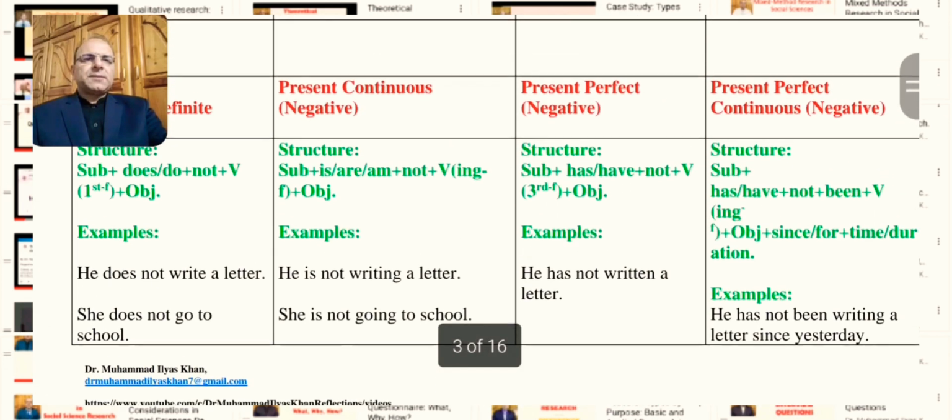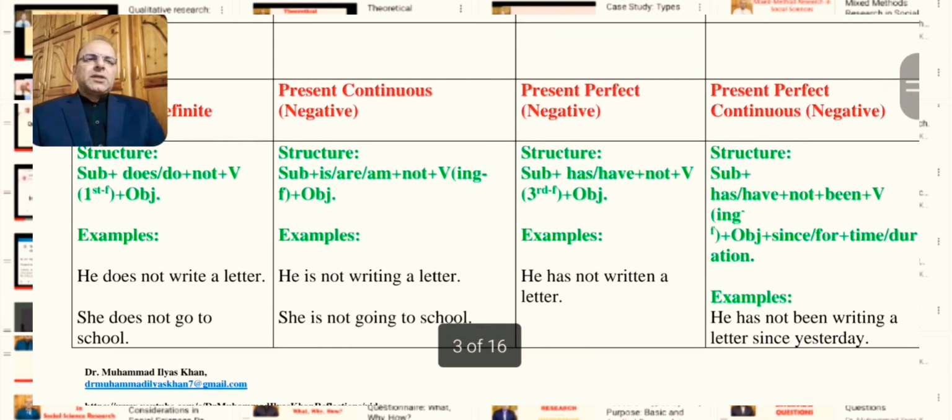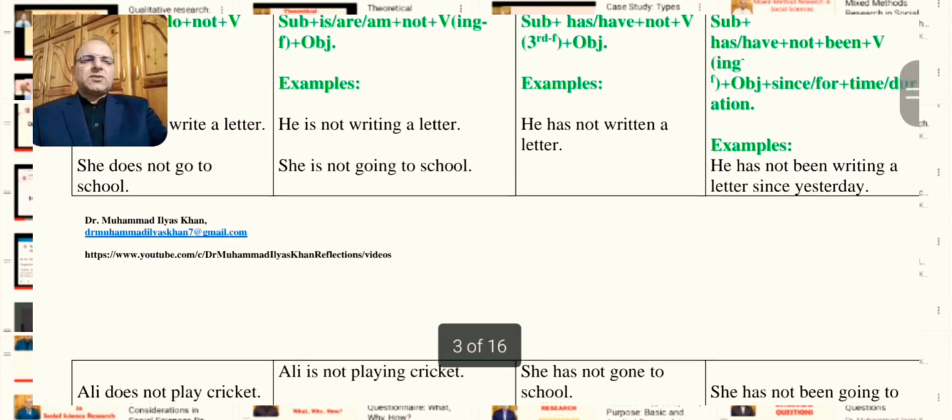And then the present perfect continuous tense negative. You can see the structure here is subject plus has, have plus not plus been plus verb ing form, and then plus object, then since, for, and you already know when we use since and when we use for, plus time duration. So here are examples. He has not been writing a letter since yesterday.